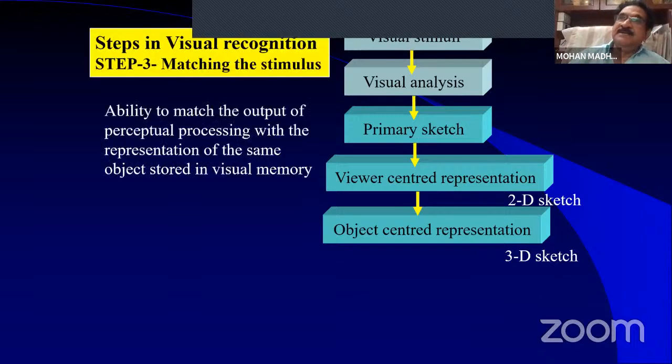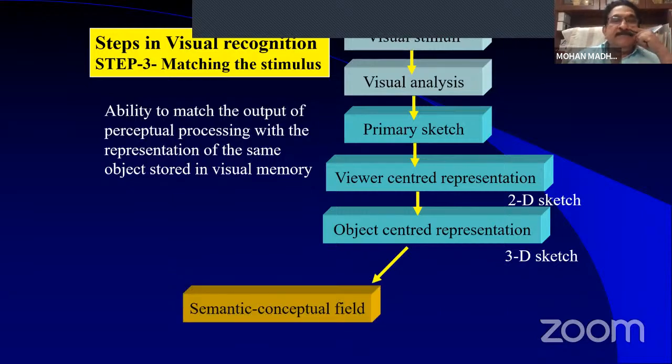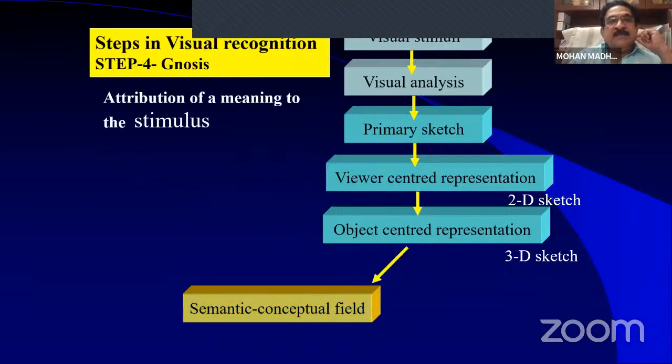Now from this object-centered representation, the real recognition and matching comes. The third step is matching, that is the ability to match the output of the visual perceptual processing with the representation of the same object stored in your memory. When you see a lion, you have to compare it with the memory of a lion in your memory bank. It's called matching. The memory bank is a semantic conceptual field. Then lastly, it has to give you the attribute of the meaning of the stimulus.